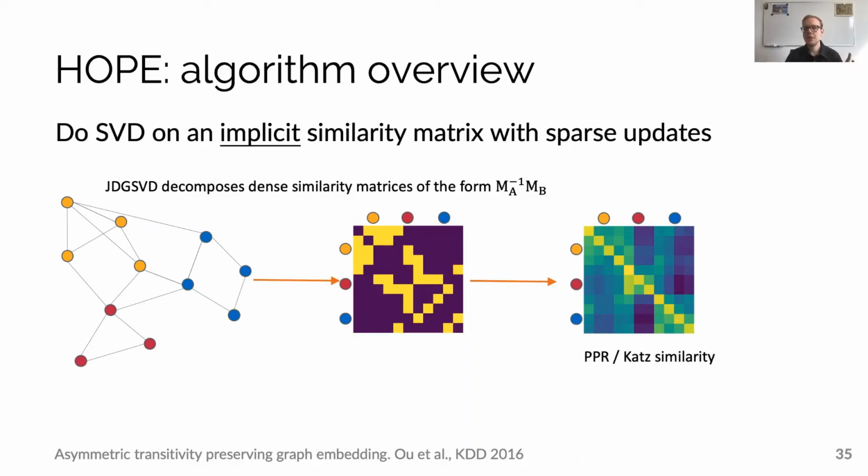And it turns out that 2 similarity measures, the personalized PageRank and the Katz similarity, can be used in this form. And we can actually compute the factorization of such things very efficiently if we do that. So we basically compute the SVD, but we do not compute the similarity matrix on which we are doing SVD. That's quite smart. So basically the similarity matrix is implicit. It's never computed or materialized in memory.